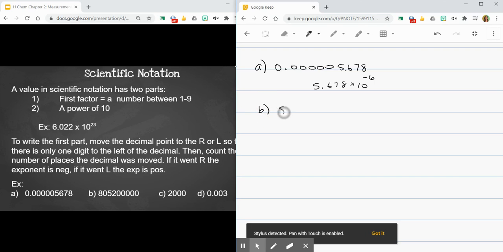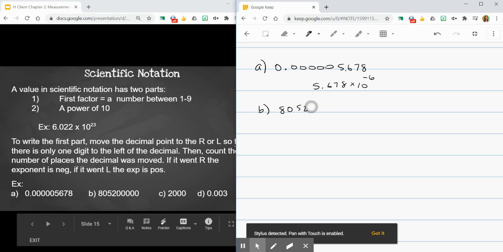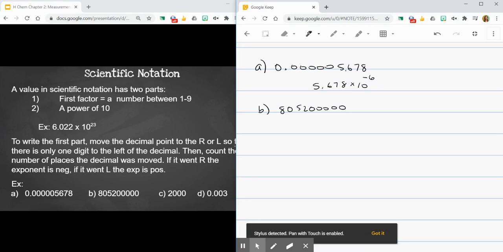B is a really big number, so we're going to have a positive exponent on 10. And there are 5 zeros over here. All right, so the decimal is not written, but it is right here on this number, so that's where the decimal is. We're going to move that decimal all the way over here between the 8 and the 0, so we get 8.052. All of these can be dropped. That's the reason for putting it in scientific notation. It kind of shortens it.